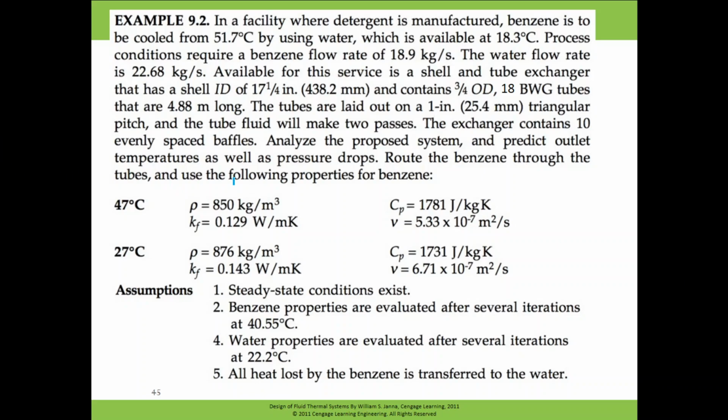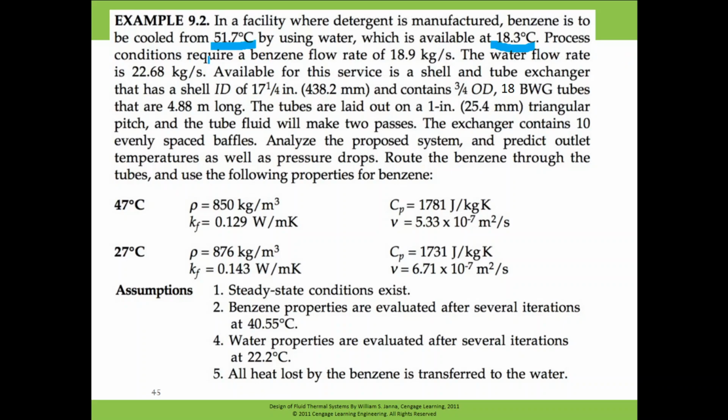Hello everyone. So this is the fourth video for chapter 9, and in this video we will see one tutorial problem. So we are doing example 9.2. In this example we can read, in a facility where detergent is manufactured, benzene is to be cooled from 51.7 degrees Celsius. So this is the initial temperature for the benzene, and it is required to be cooled by using water which is available at 18.3 degrees Celsius. So this is the available temperature for water. So this is the initial temperature for water.